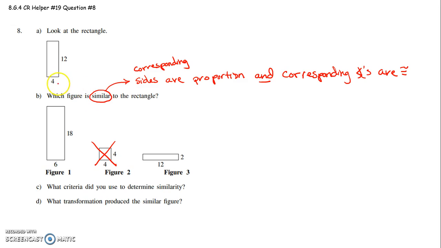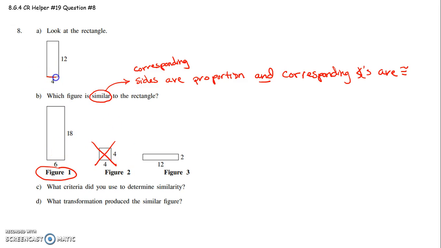As I look at this, I know 2 times 2 gets me to 4. Well, 12 times 2 would get me to 24. So I don't think it's figure 3. I'm thinking it's figure 1. Let me show you that it's definitely figure 1.